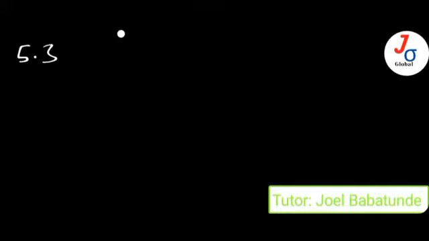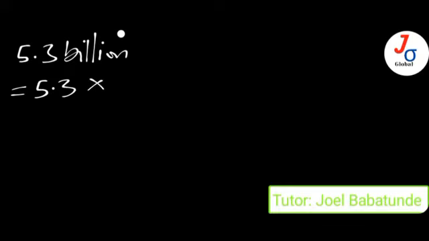5.3 billion in digits only. How do you write this in digits only? Now the easiest way to do this is to say 5.3 billion multiplied by 1 billion.